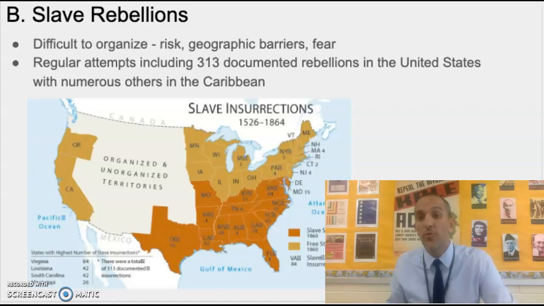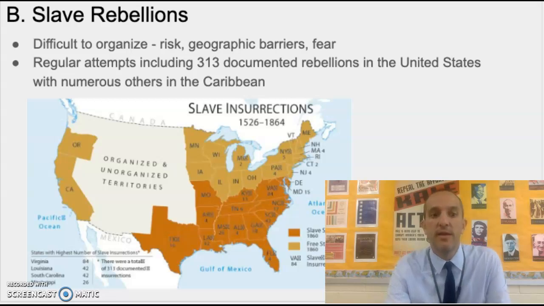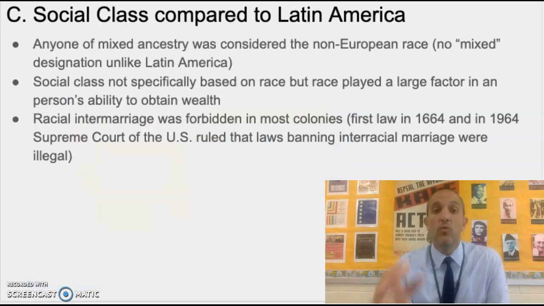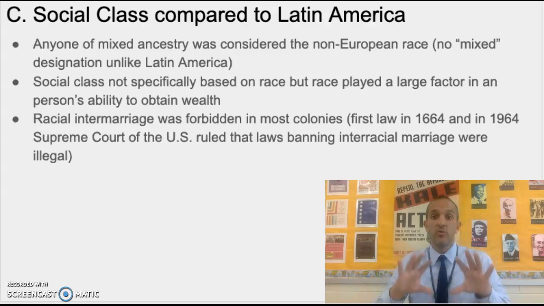Even with this, there are 313 documented rebellions over about a 300-year period in the United States. In the Caribbean, there are hundreds more. There is an attempt, and there are insurrections. With this comes the social class structure.